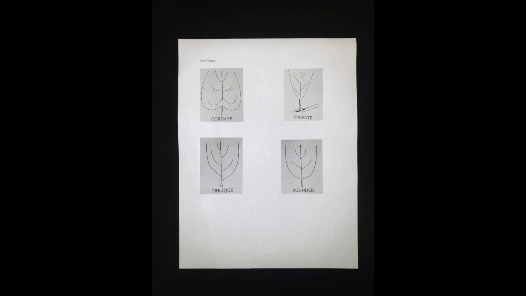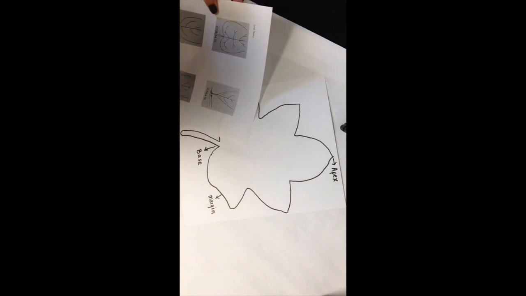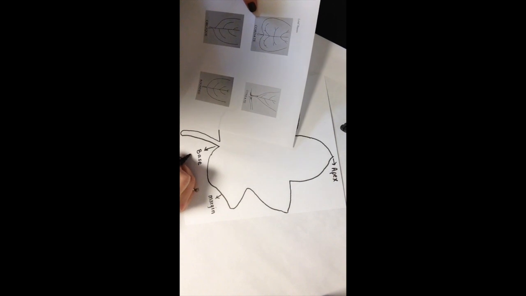The first thing we're going to identify is the base. Here is the handout I gave out in lab. It has 4 common base types, and so we're going to compare that to our oak leaf hydrangea. Comparing the base, I determined that the rounded base is the most similar to the oak leaf hydrangea.